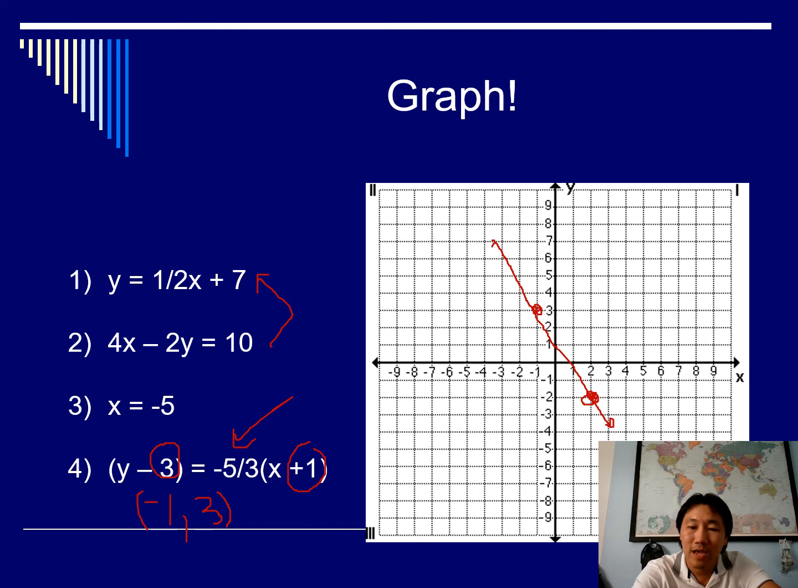All right, so we were able to graph given all forms. The first one was slope-intercept form. The second one was standard form. The third one doesn't have a form, it's just a vertical line. And then the last one we did was point slope form. All right, so we're able to graph given any of those forms.